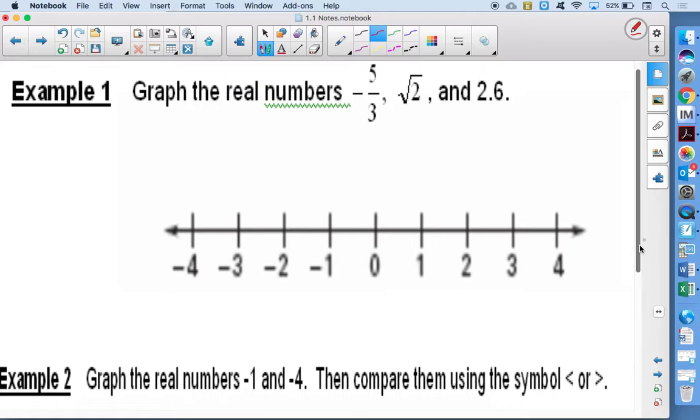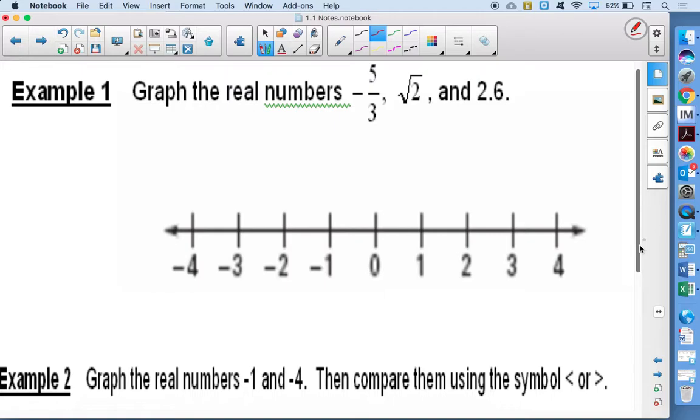So the directions want us to graph the numbers, they're real numbers. We have -5/3, the square root of 2, and 2.6. This is a rational, the square root of 2 is irrational. It can't be written as a fraction, and then 2.6 it is a decimal, but it also could be written as a fraction. So we want to try and graph them.